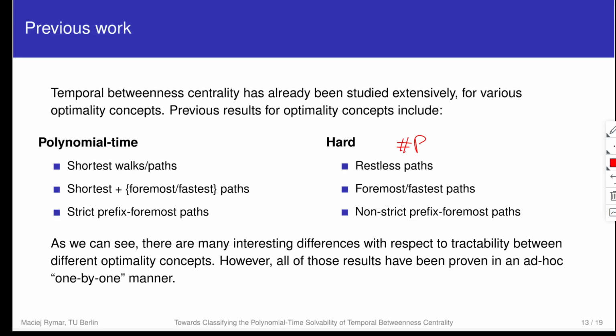So in our work, our goal was to somehow generalize this notion of optimality and then find some way to determine whether this arbitrary notion of optimality in a temporal graph leads to a polynomial time computable measure of betweenness centrality.